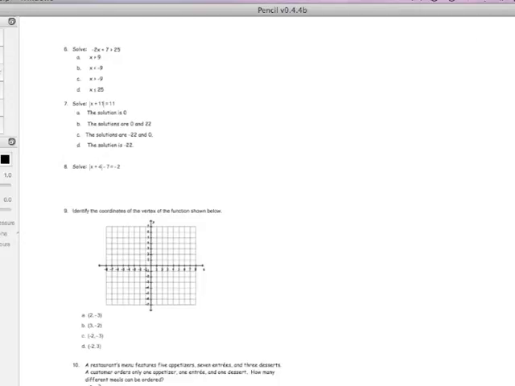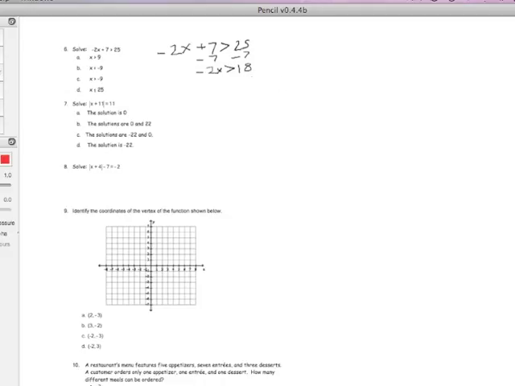So here's number 6. Solve minus 2x plus 7 is less than 25. Well, again, we're going to treat both sides equally. And the first thing we do is subtract 7 from both sides. And we get 18 is less than minus 2x. Or minus 2x is greater than 18.